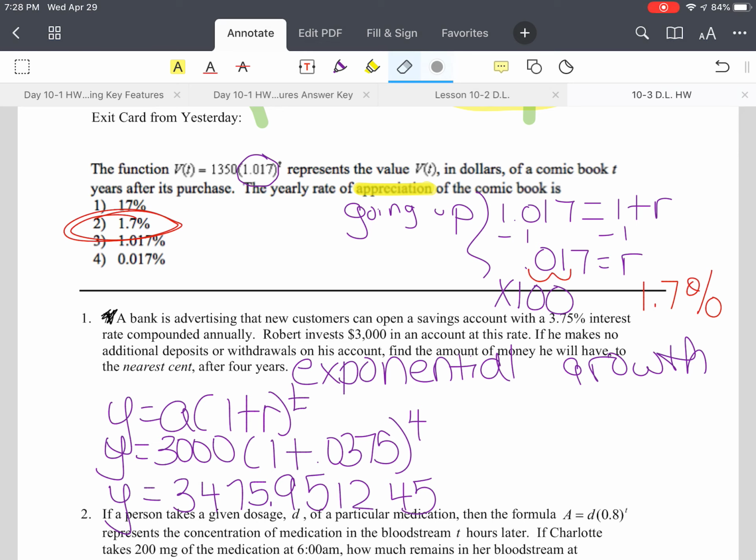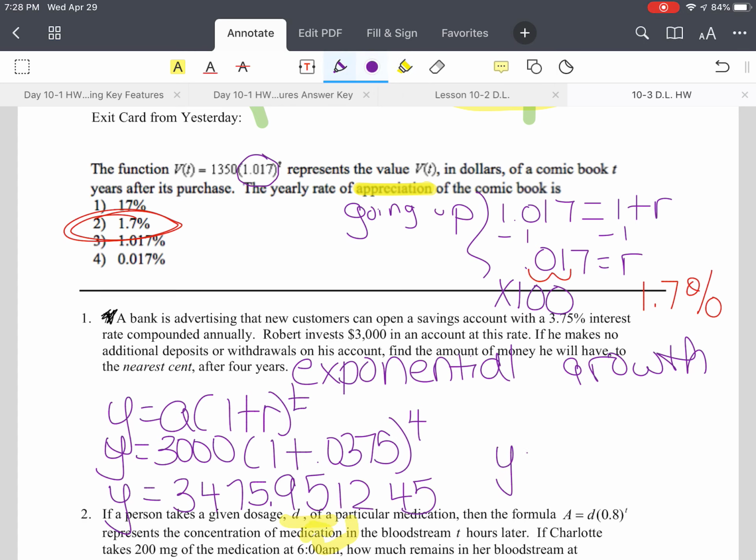3475.951245. But it does say to the nearest cent. And even if it didn't say to the nearest cent, since it's money, money's always to the nearest cent. We only want two places. So if we look at that 1, we see if it makes the 5 round up, and it doesn't. So it just rounds to 0.95.